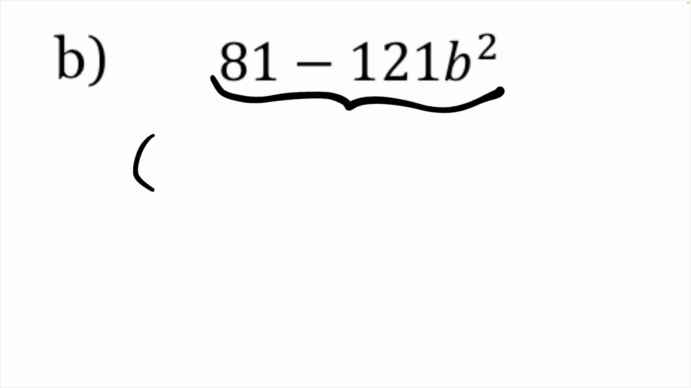Okay. So we break it down into 2 smaller binomials. One is a plus, one is a minus. So start with 81. What is the square root of 81? 9. So we put a 9 here and a 9 there.